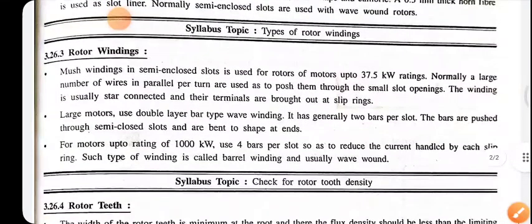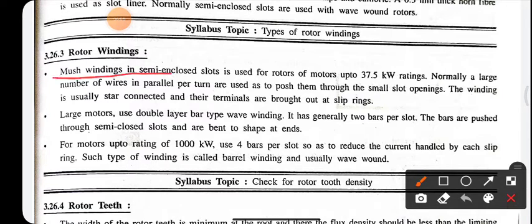Now when we move further, we talk about the rotor winding. Generally mush winding in the semi-enclosed slots is used for the rotor of the motor up to 37.5 kilowatt rating. Normally a large number of wires in parallel per turn are used. The winding is usually star connected and the terminals are brought out on the slip rings. In large motors, we use double layer bar type wave winding, that is 2 bars per slot. The bars are pushed through and are bent at the ends.